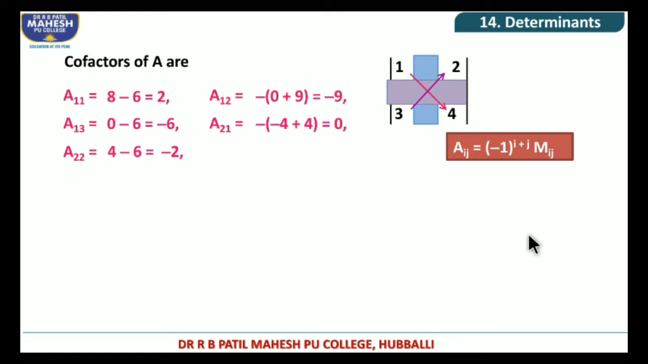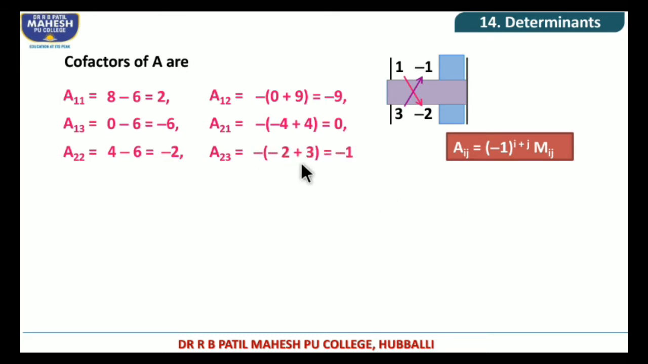Then A23, for that we have the sign minus, and delete the second row and third column. Therefore we have 1 into minus 2 is minus 2, minus of 3 into minus 1 is minus 3. So minus 2 plus 3 means it is 1. Therefore the minus sign is there, so minus 1 is the cofactor.